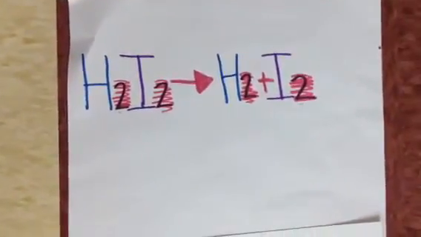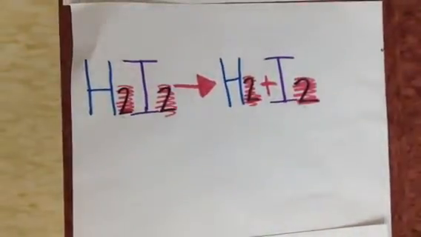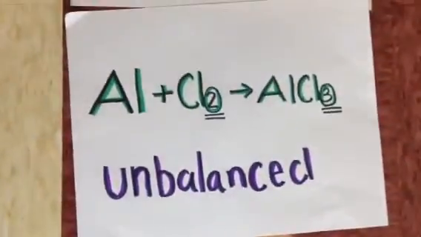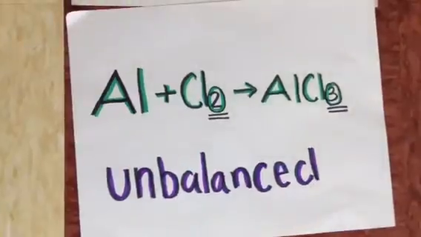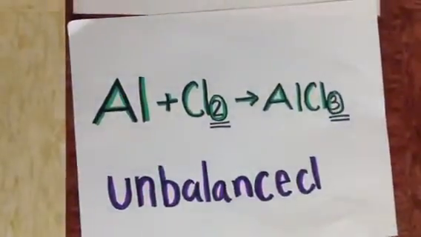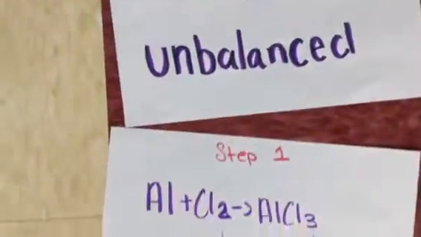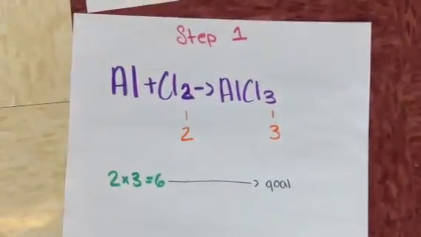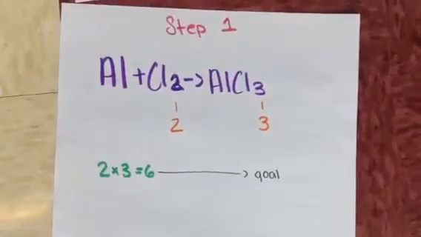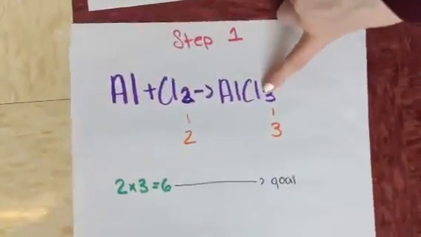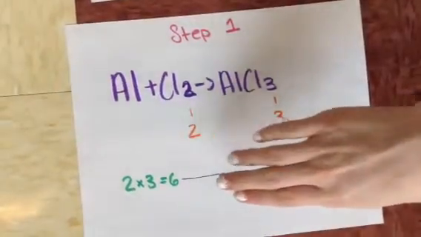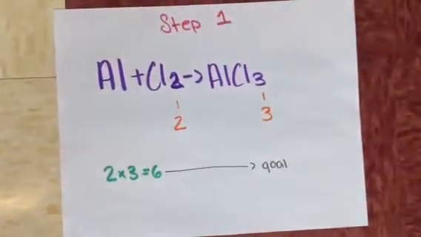This is an example of a balanced equation. They're balanced because they have the same number of atoms on the reactant side and the product side. This equation is unbalanced because it does not have the same amount of atoms on each side. To make an unbalanced equation balanced, the first step is to find the unbalanced atoms, and you want to find a way to make them balance.